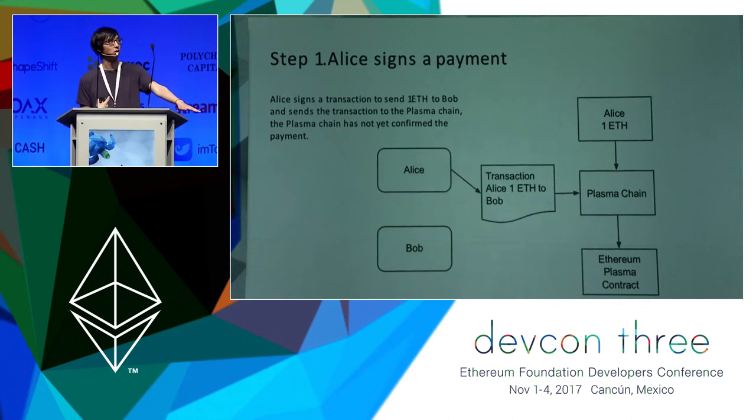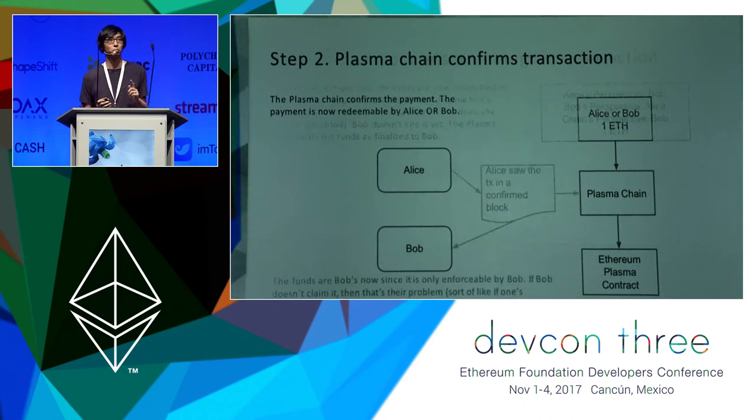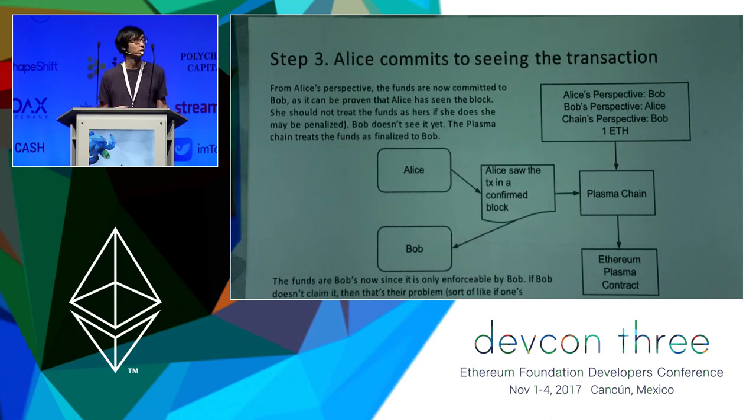You just send a payment into the Plasma chain, ultimately the Plasma chain creates a block, and then it sends a commitment onto Ethereum, and it says, hey, I made a block, here's a couple hundred bytes. Alice and Bob then get the data of that Plasma block, and they see that this block is legit, and there is a payment going on. Alice and Bob both see that there has been a payment from Alice to Bob. Notice on the top right, it shows Alice or Bob, because either Alice or Bob can claim this according to the chain itself.